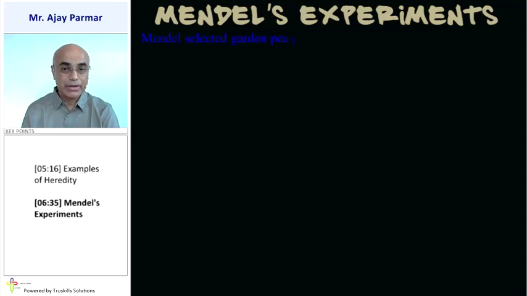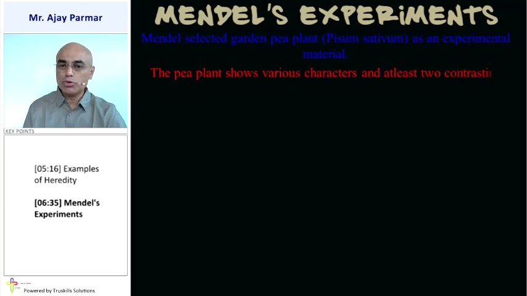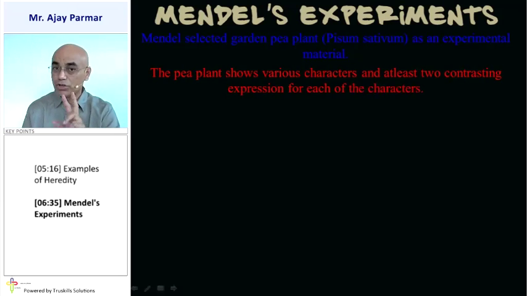character heredity. Now Mendel selected the garden pea plant. The scientific name is Pisum sativum. He took that as an experimental material because so many generations have to be studied in order to understand the process of heredity. The pea plant shows various characters, at least two contrasting expressions of each of the characters. That is why he selected especially the garden pea plant.